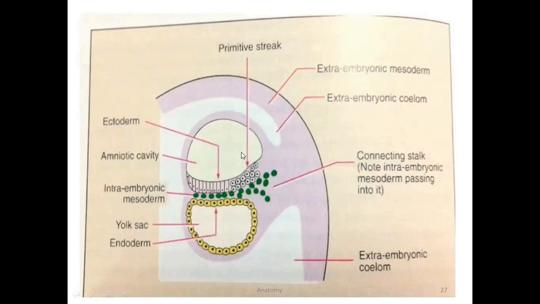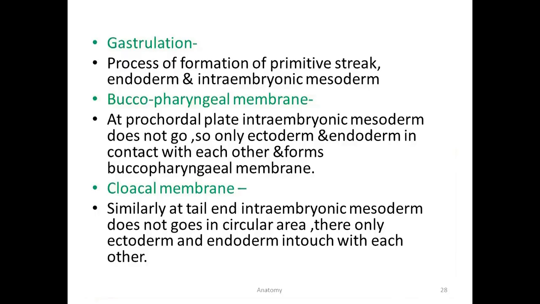So till now, we have seen a lot of changes in the developing embryonic disc. Ectoderm, endoderm, and mesoderm, three germ layers, are formed. The primitive streak and procaudal plate are formed, and the connecting stalk is formed here, which is the future umbilical cord. Now there are certain names for the developing embryo at this phase. One is called the gastrulation phase. Gastrulation is the process of formation of the primitive streak. When the primitive streak gets formed, endoderm gets formed and intraembryonic mesoderm gets formed. So at this phase, we can say the embryo is in the phase of gastrulation.